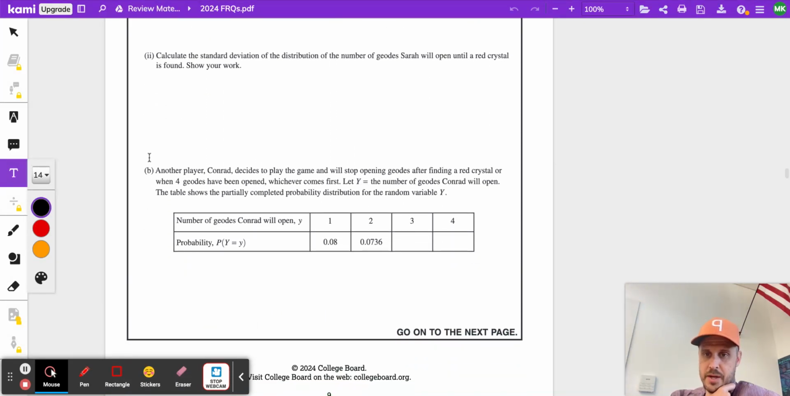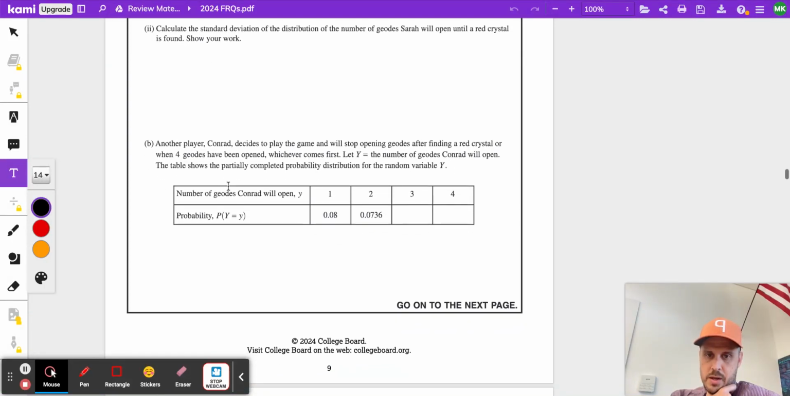Okay. Another player decides to play the game, and will stop opening after finding a red crystal or when 4 geodes have been opened, whichever comes first. Let Y equal the number of geodes Conrad will open. The table shows a partially completed distribution of the random variable Y. So this is 0.08. This is 0.08 times 0.92. And then this is 0.08 times 0.92 times another 0.92. Okay. And then this needs to be the rest to add up to 1, because whether or not he gets the red geode, he's going to stop.